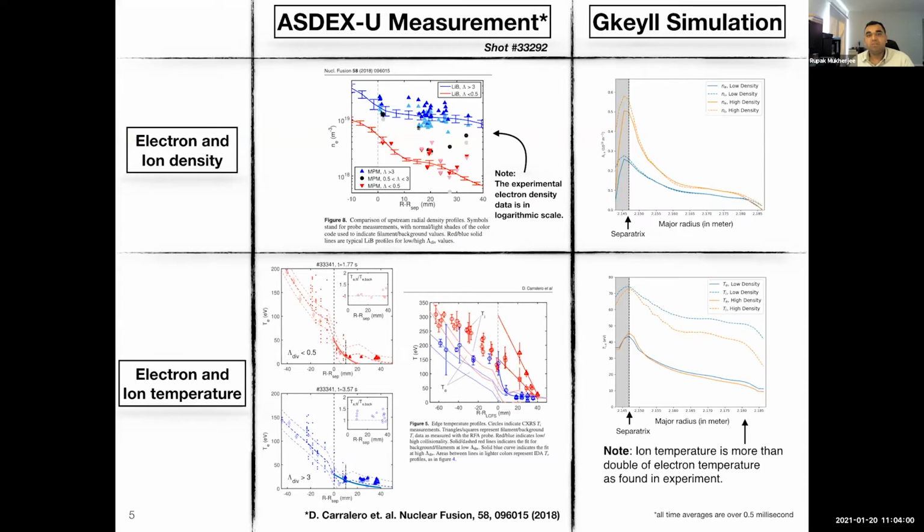Regarding the measurements, we have similar profiles. The numbers for the electron density in the far SOL region, and also the ion density, we can compare. This is in the log scale. However, even though the numbers differ at the separatrix, they match closely in the far SOL region. Similarly, we are close on the electron and ion temperature that has been observed for diffuse shots.